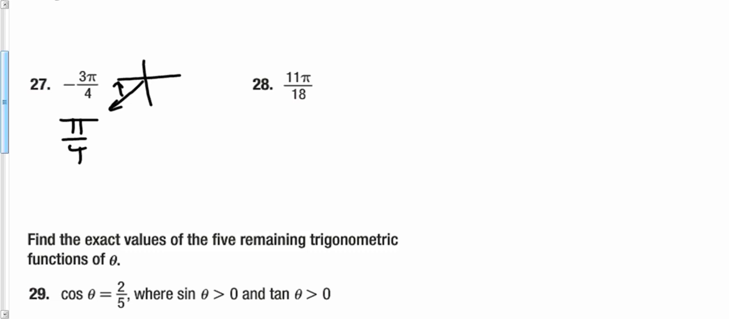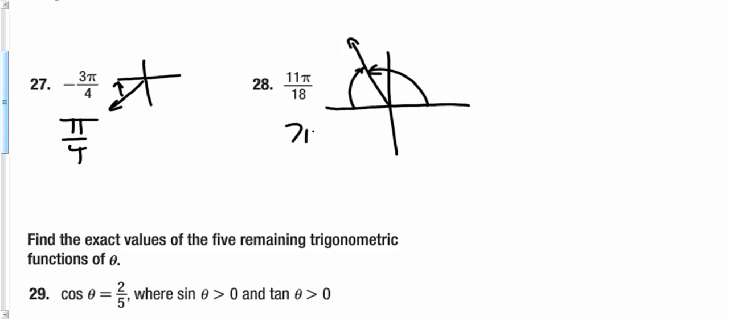And then for 28, we just figure out where this angle is. Well, I know that's pi over 2, which is 9 pi over 18. So 11 pi over 18 is going to be a little bit bigger. It's going to be there, which means that my reference angle is how far away from the x-axis it is, how far away from pi. So my answer is going to be 7 pi over 18.